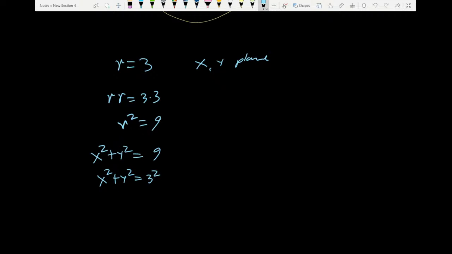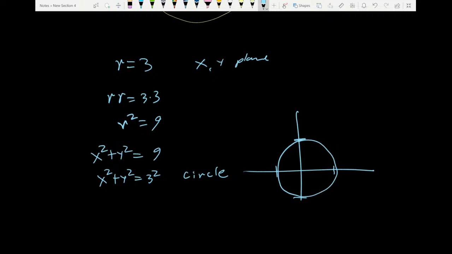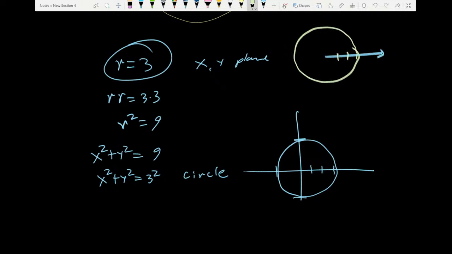And this is an equation of a circle. So if I'm drawing this as a circle with radius 3. Well, this also kind of makes sense too. So if you graph this in a polar grid, 1, 2, 3, it's a radius 3. It's a circle with radius 3. That's exactly what it means.